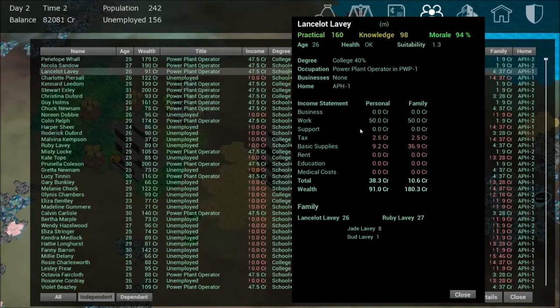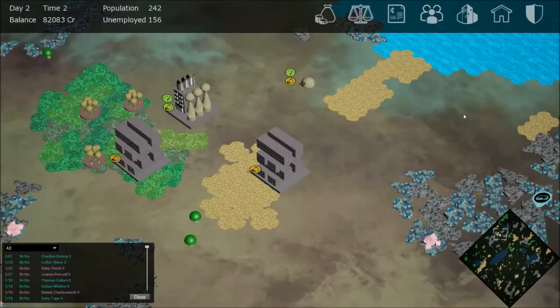If they go to work, they get more money. If they go to school, they get better skills. The employers are looking for colonists that have best skills and the colonists are looking for workplaces that pay the best wages. This is how the labor market system works. The buildings in the game are divided into 4 groups.